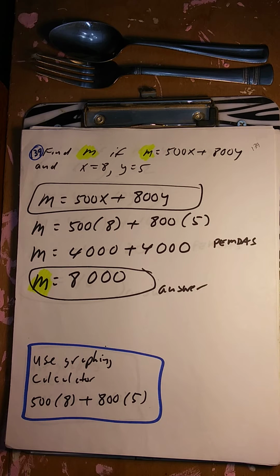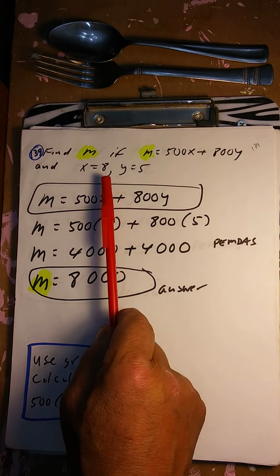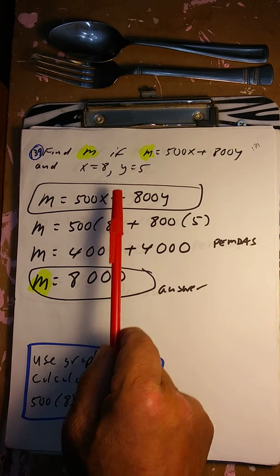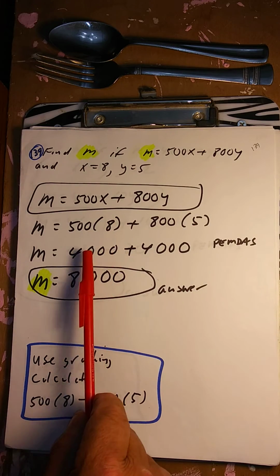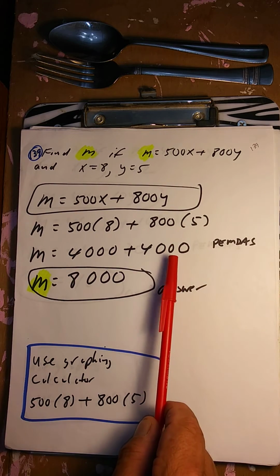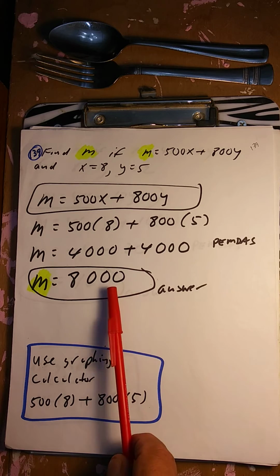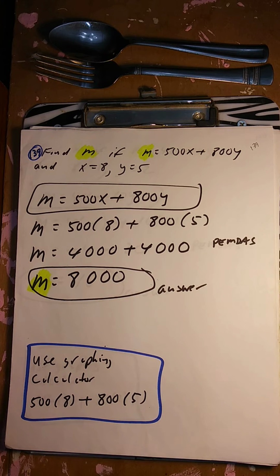Find m if m equals that. Again, I know the x and the y. Put them in there. So that turns out it's going to be 4,000. 4,000 and 4,000 is 8,000. So m equals what? 8,000.